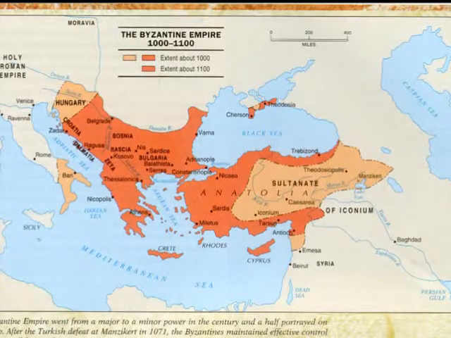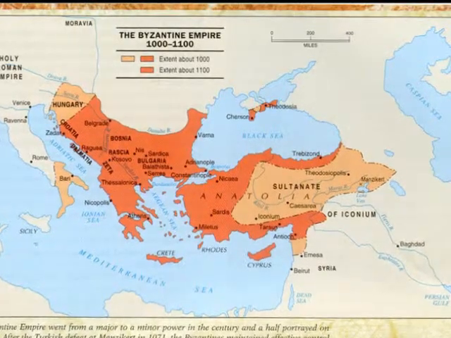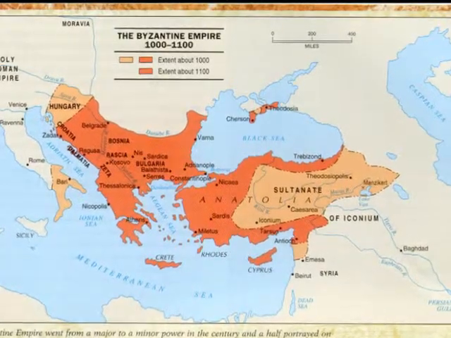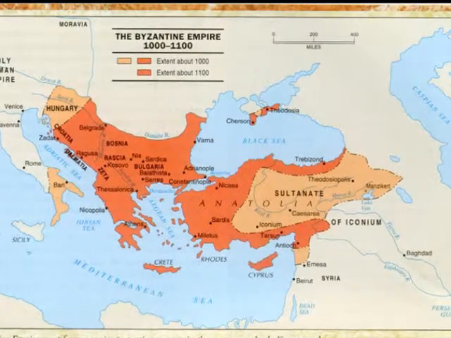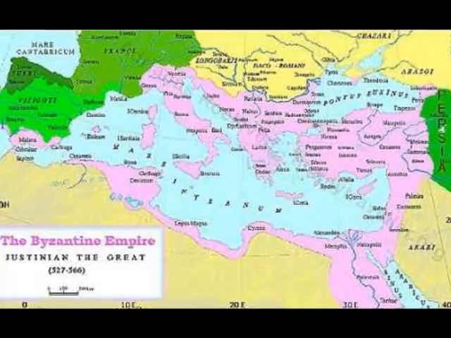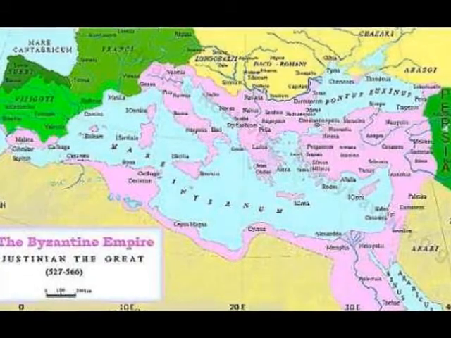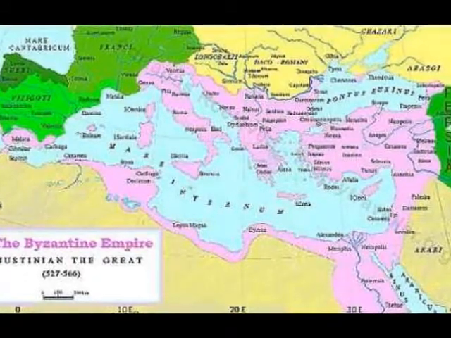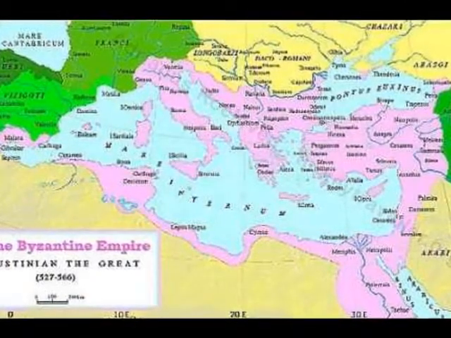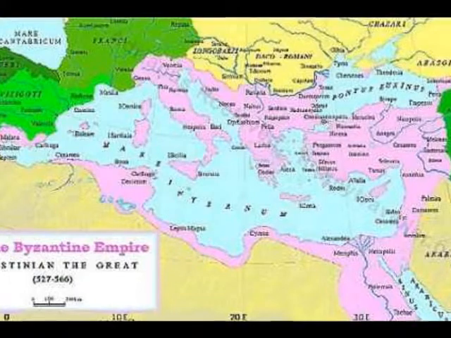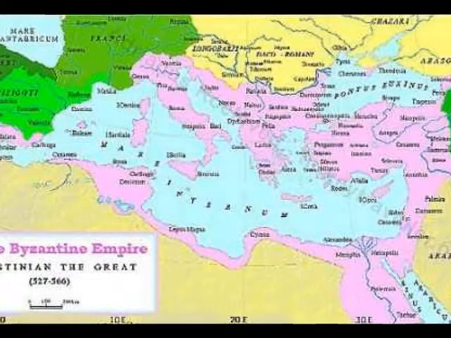There's silk that comes from China, wheat from Egypt, gems from India, spices from Southeast Asia, furs from the Vikings, and slaves from Western Europe. So there's a lot of trade that is taking place in the Byzantine Empire. It is very much a blending of cultures. You get the Greek and the Roman and the Christian and some Asian elements. So there's a lot of things going on in the Byzantine Empire.